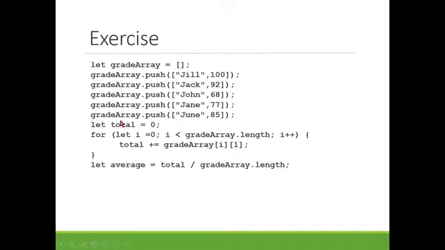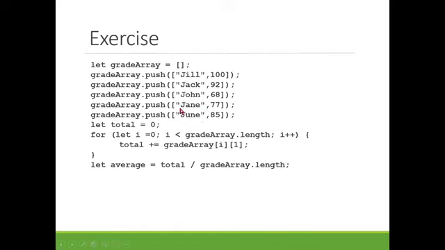Anyhow, so here, we're creating the empty array, and then we're adding in these inner arrays that each have 2 values. And so we have Jill 100 on down the line. So we've created our 2D array.